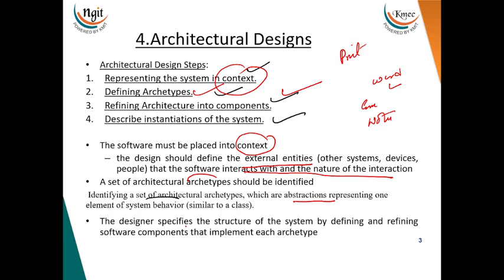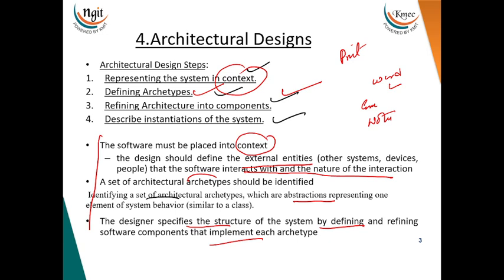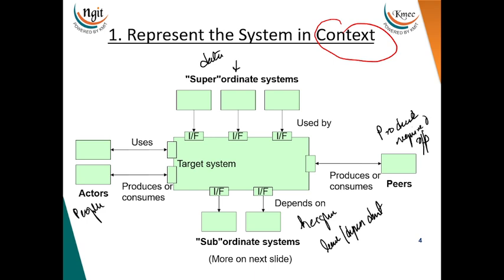The behavior of the design specifies the structure of the system by redefining component archetypes, and how data types or reusable components are used. We are going to see all those things in our slides. The first one is representing a system in the context. I just told you how it interacts with the outside world.